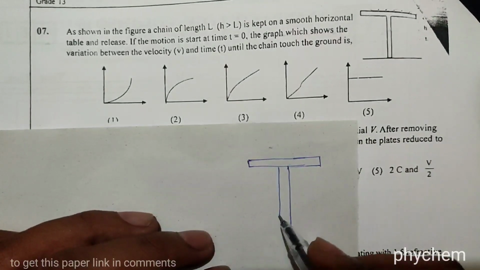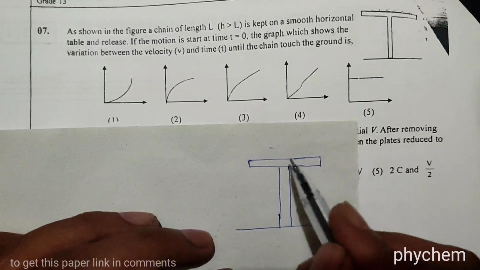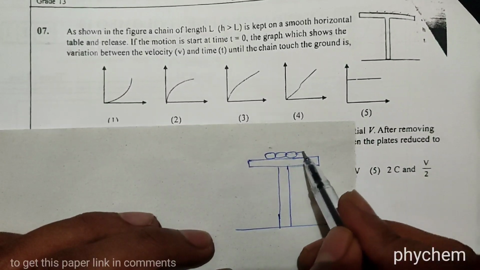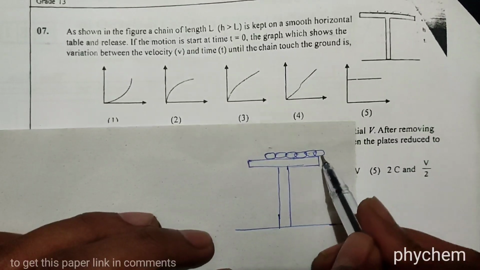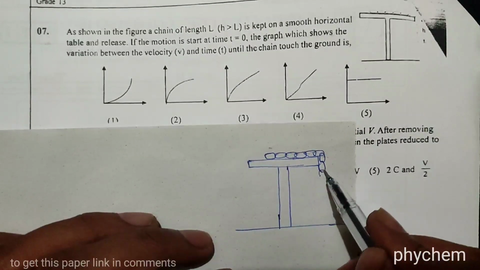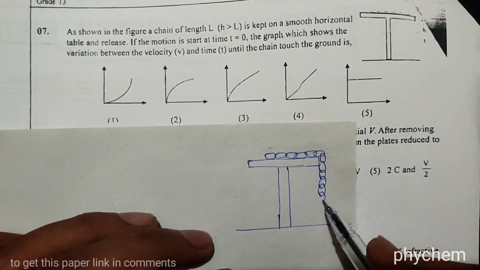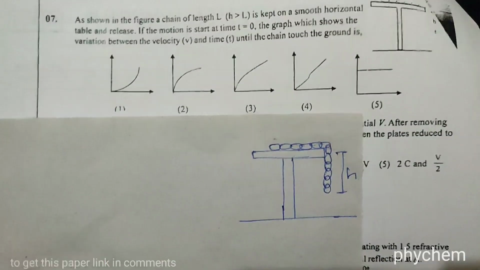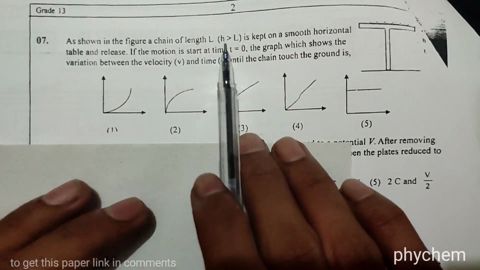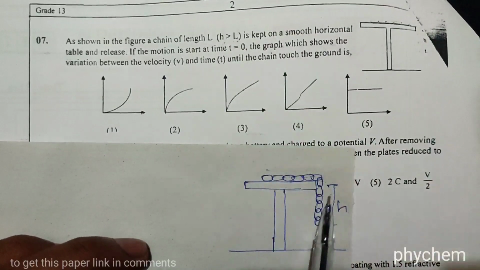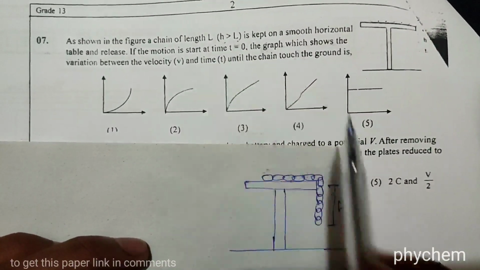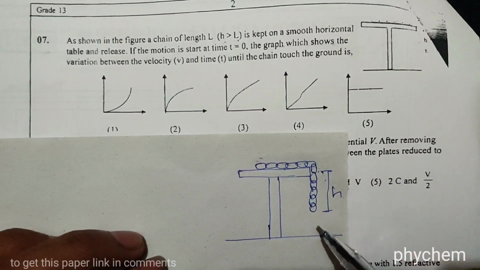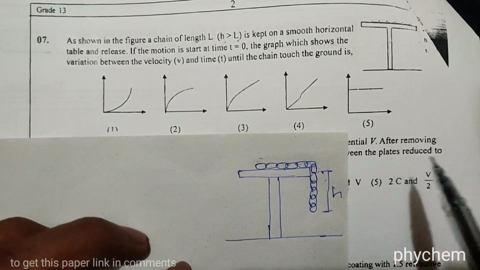This is a stand and this is a mass. Here is a chain, and as you know, the chain has rings. This is h, and they are mentioning that the total length of this chain is less than this height h. So what are they mentioning? They're mentioning that it's never going to touch the ground until this end passes through this edge.